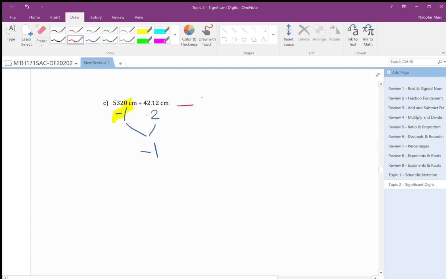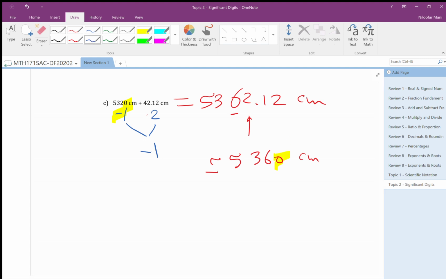So the answer is 5362.12 centimeter. So minus 1. So I underline that, check that. It is almost 5360 centimeter. And look at this. That 0, in the answer, you should have the same number of zeros. Okay?